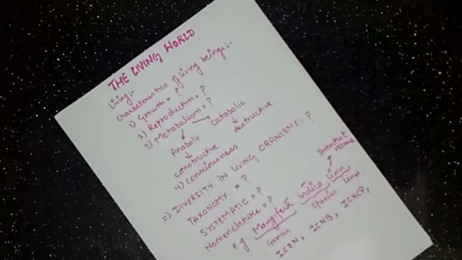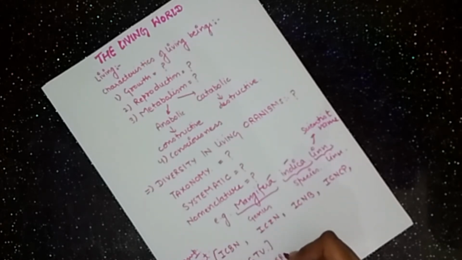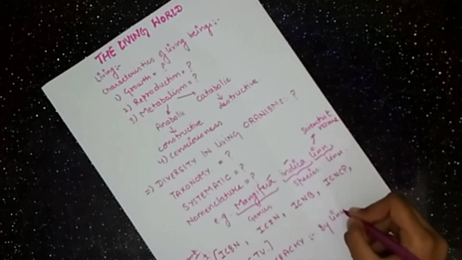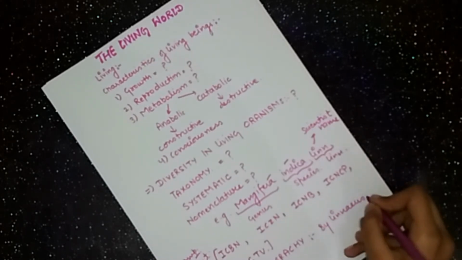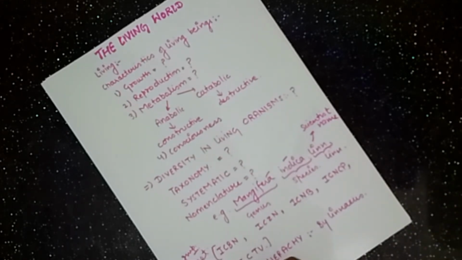Now I am telling about taxonomic hierarchy. I am giving a simple trick about it. Taxonomic hierarchy is also given by Linnaeus. There are 7 obligate categories.